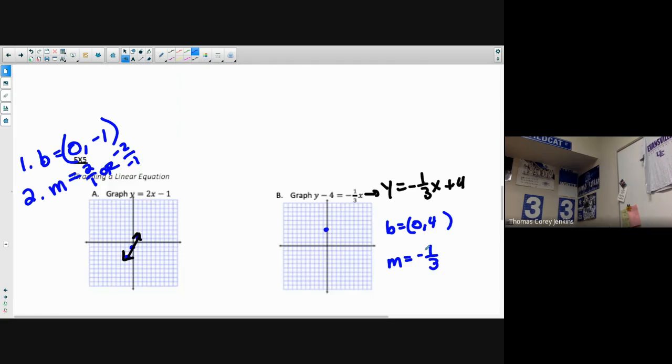So -1/3 could mean -1 over +3 or +1 over -3. Both of those mean the same thing. All right, so -1 over +3 would mean rise -1, down 1, run +3, 1, 2, 3 to the right. This one would be rise +1, so up 1, and then run -3, so left 1, 2, 3.